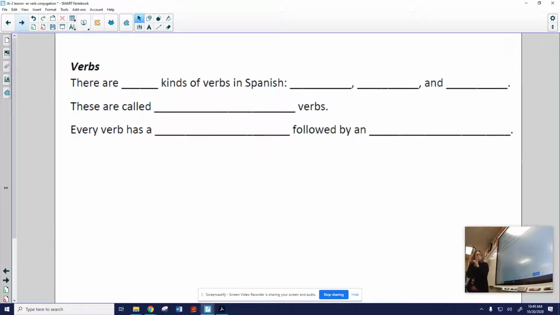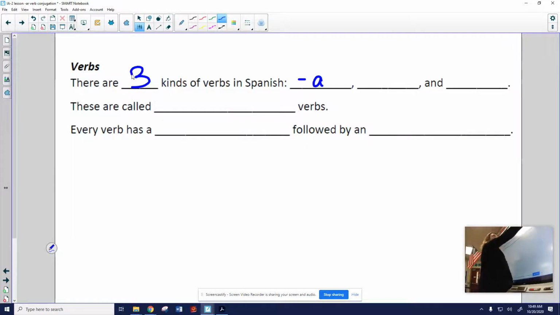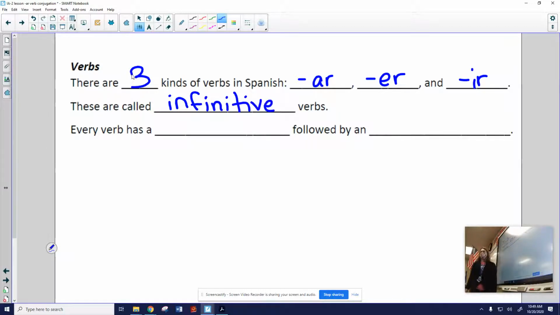Let's talk about verbs. There are 3 kinds of verbs in Spanish: AR verbs, ER verbs, and IR verbs. OR was a good guess, though. These are called infinitive verbs. It doesn't mean they're infinite necessarily. This is just a word we use to talk about grammar. Every verb in Spanish has a stem, or a root. Sometimes it's called the root. I usually say the stem, followed by an ending.